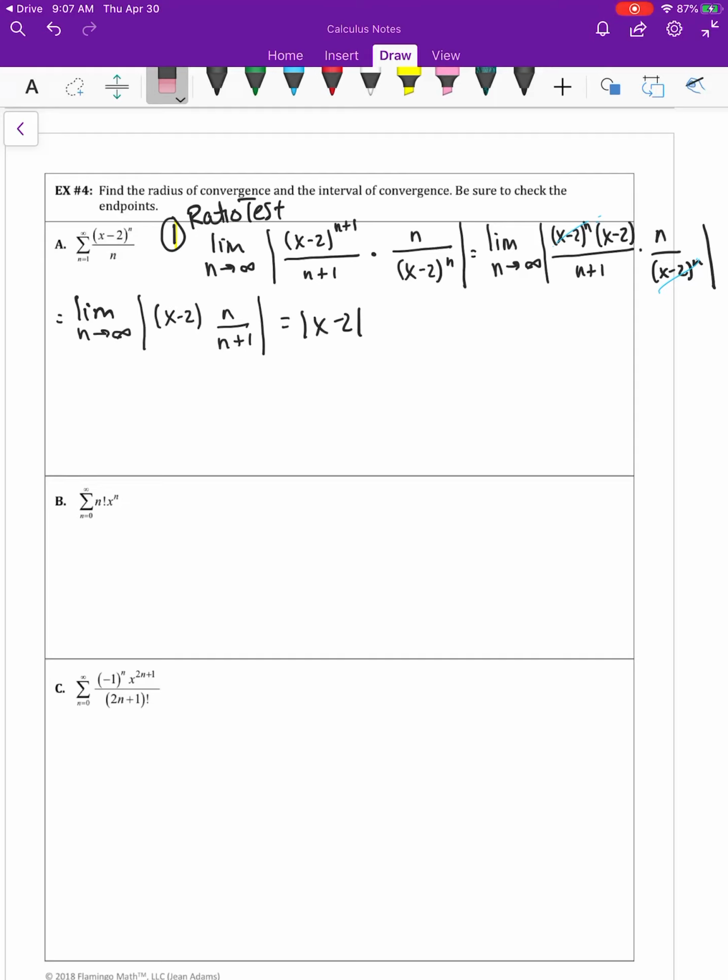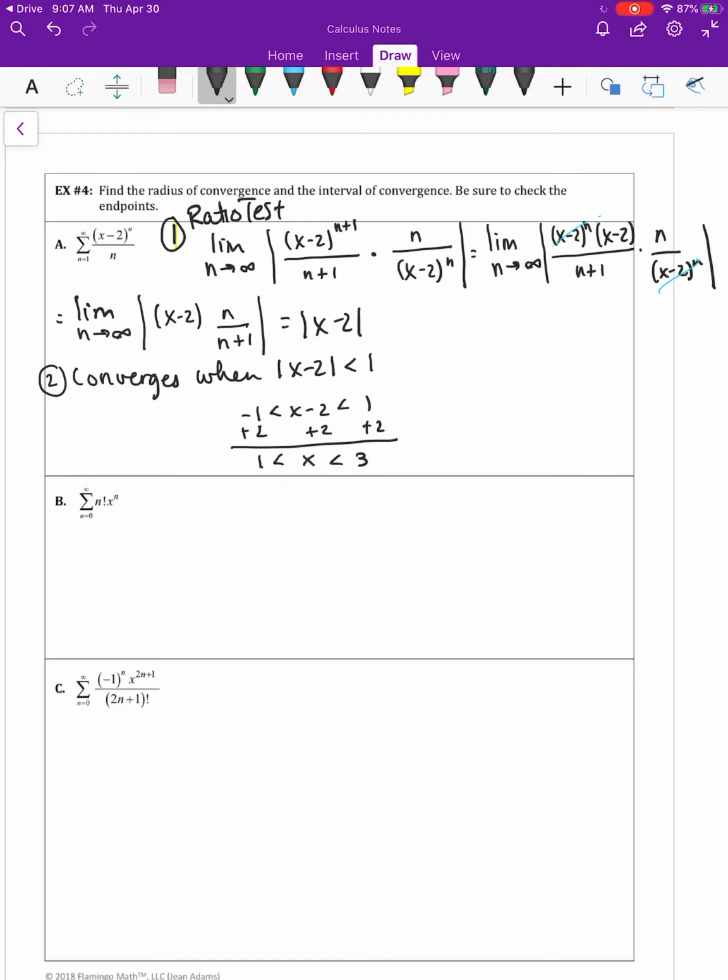So we know that if this is less than 1, it's going to converge, right? I just want you to be thinking of that, because we just took this ratio test and we only did the one side of it. Now part 2: it converges when what we got is less than 1. Well, that means that x minus 2 is between negative 1 and 1. And so now we add 2, add 2, add 2.